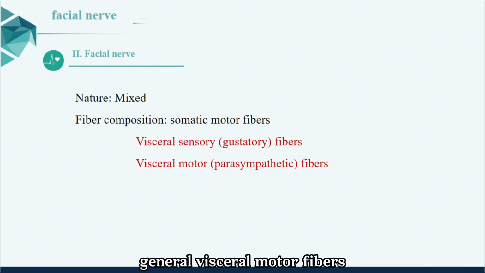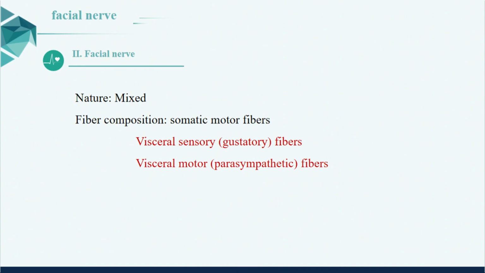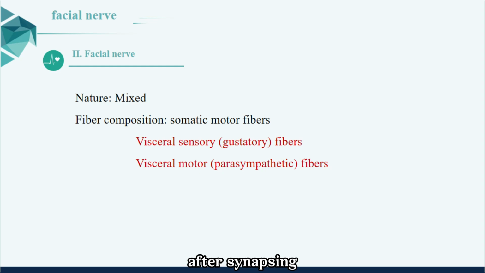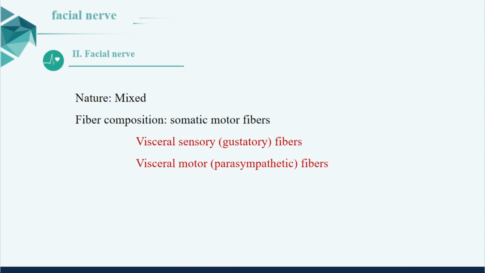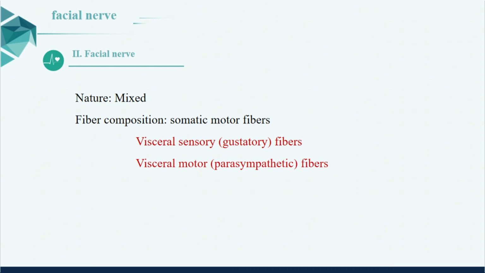General visceral motor fibers originate from the superior salivatory nucleus in the pons. They are preganglionic parasympathetic fibers. After synapsing in the corresponding parasympathetic ganglia, the postganglionic fibers distribute to the lacrimal gland, submandibular gland, sublingual gland, and mucous glands of the nose and palate, controlling their secretion.